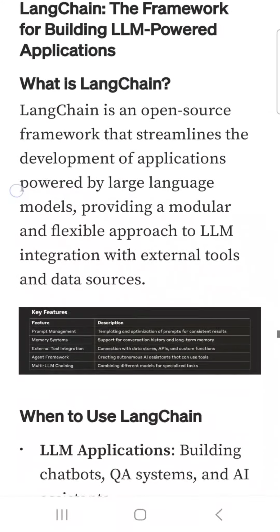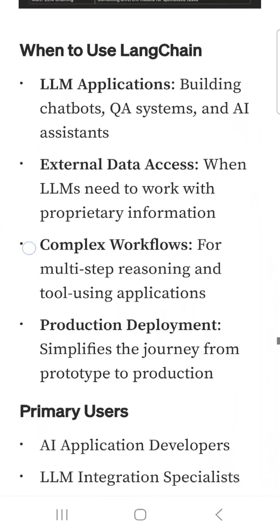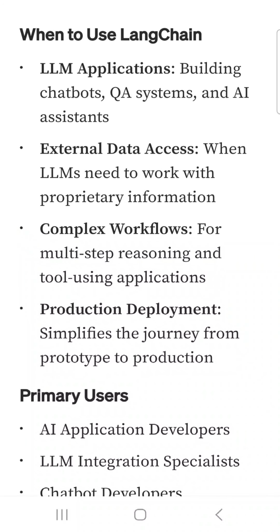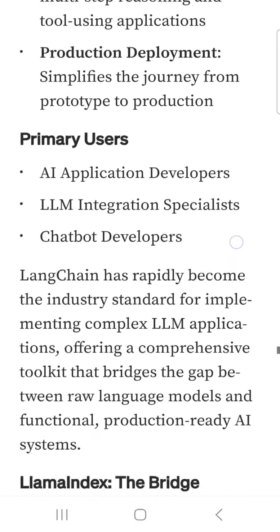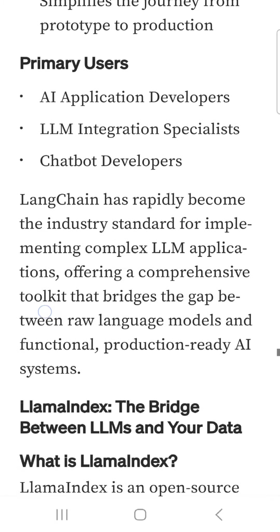The next best thing is LangChain. It's the framework for building LLM-powered applications. It's an open source framework again. When do we need to use it? When we want LLM applications or external data access. The primary users are AI application developers and LLM integration engineers.